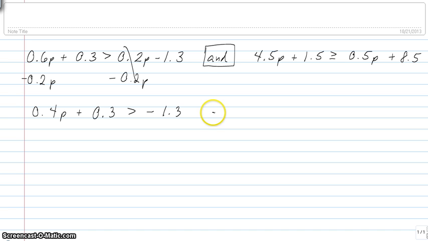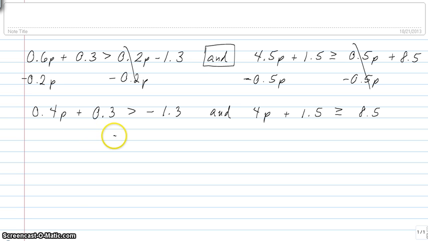And then do the same thing over here on the inequality on the right side. Subtract 0.5p. It'll kill that off on the right side. So we'd have 4.0. Whoops, this should be subtraction. Be 4.0, we'll just leave it as 4p plus 1.5 greater than or equal to 8.5.